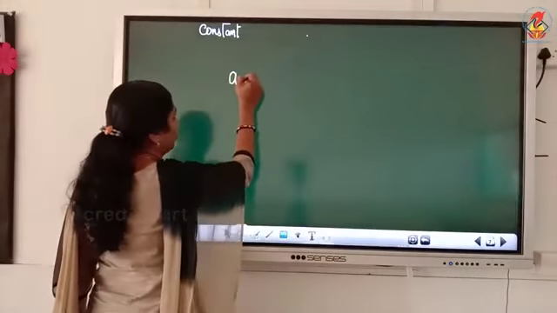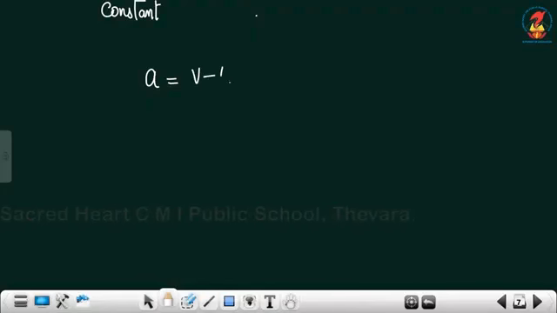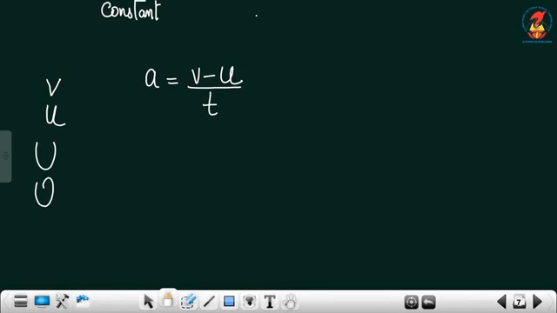A equal to V minus U by T. So, how will you represent V? Final velocity is represented by V, initial velocity is represented by U. In the same way, you have to write U. Don't write it in other ways. You have to write it like this, U. Okay. So, A equal to V minus U by T.